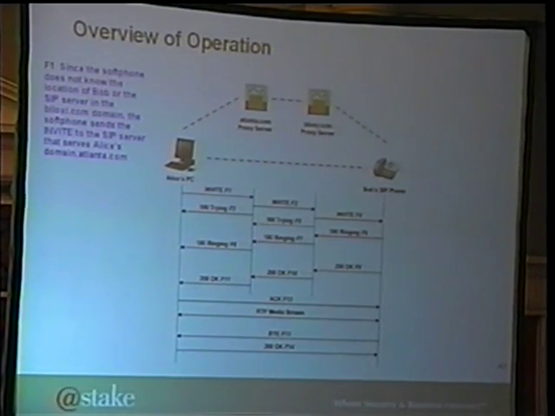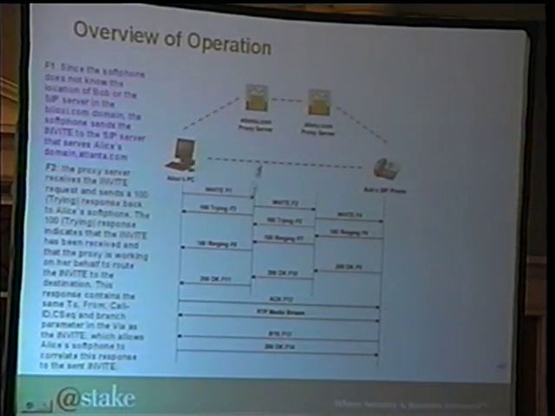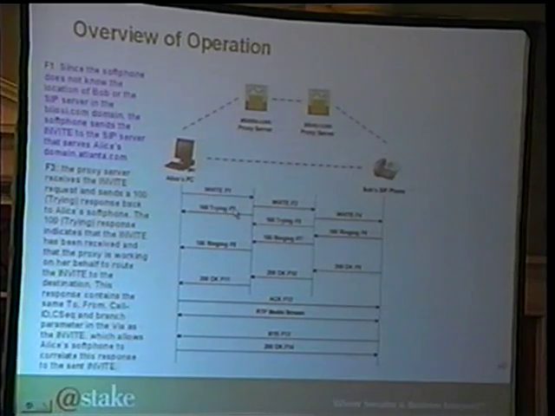If we look at the overview of the operation, at first Alice wants to call Bob, and she does not know the location of Bob. Therefore, her soft phone sends an invite to her proxy server, which is the atlanta.com SIP proxy server. It's not the same proxy server you know from the web. It's a SIP proxy server, which is used to route or to send signaling on behalf of its users. The proxy server gets the invite, and it will generate a 100 Trying message back to Alice. The 100 Trying message tells Alice that the message was received by the proxy server, and the proxy server is now trying to read the message and to act upon it.